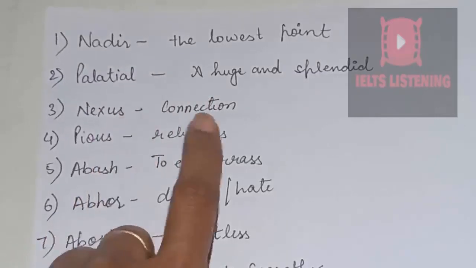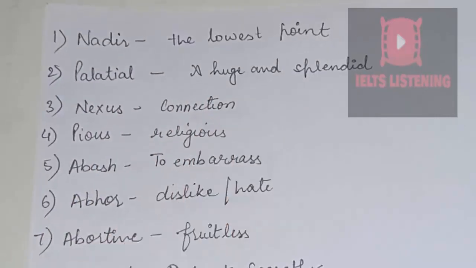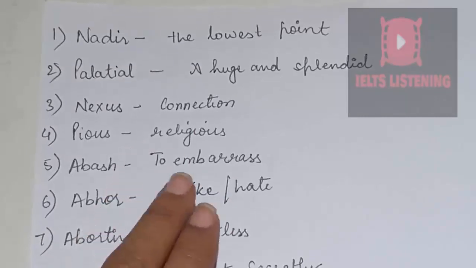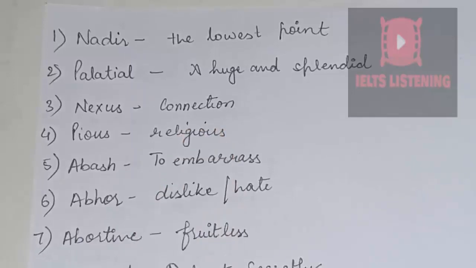Next is nexus, means connection. How we can use this word is the nexus between poverty and crime. We can use this in this way. So definitely there is a nexus between poverty and crime, because many crimes take place because of poverty.